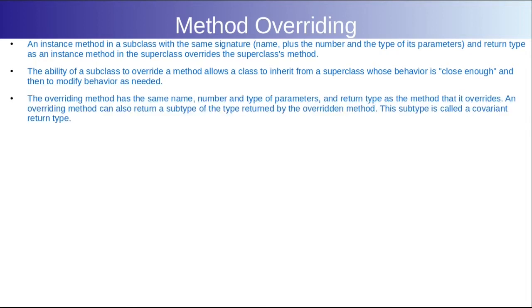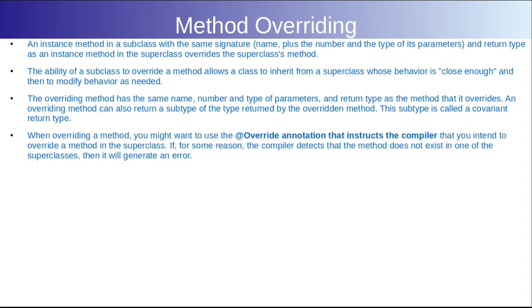The overriding method has the same name, number, and type of parameters and return type as the method that it overrides. An overriding method can also return a subtype of the type returned by the overridden method. This subtype is called a covariant return type.